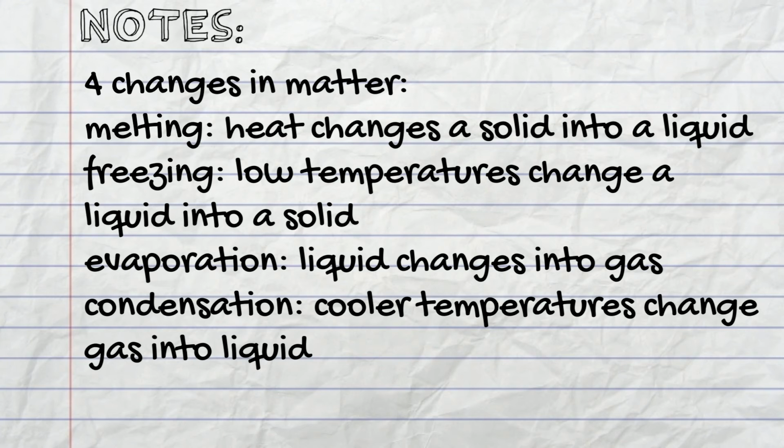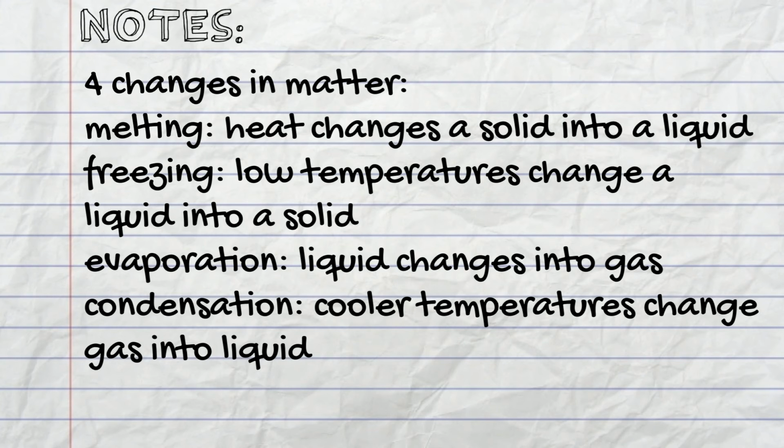You have 4 changes in matter. Melting, which is when heat changes a solid into a liquid, just as how we saw that ice turned into liquid water when it's in a hot temperature. Freezing, which is when low temperatures change a liquid into a solid, just as how we saw that liquid water turns into ice when you put it in a freezer.